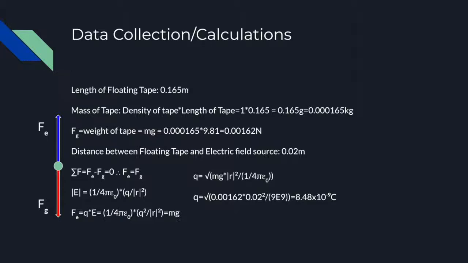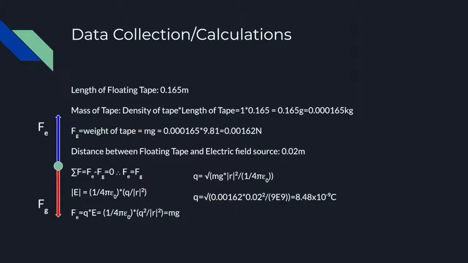Through my data collection and calculations, I found that the length of the floating tape is 0.165 meters, and the mass of the floating tape, the density times the length of the tape, is 0.00165 kilograms. Through this free body diagram on the left-hand side, you can see that the force of gravity and the electric force are the only two forces acting on the floating tape. The force of gravity can be found by multiplying the mass of the tape times the acceleration, which is 0.00165 times 9.81, and that comes out to be 0.00162 newtons.